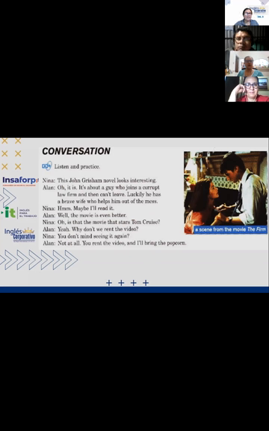This John Grisham novel looks interesting. Oh, it is. It's about a guy who joins a corrupt law firm and then can't leave. Kind of difficult. Luckily, he has a brave wife who helped him out. Yes. Maybe I'll read it. Maybe. Well, the movie is even better. Oh, is that the movie that stars Tom Cruise?